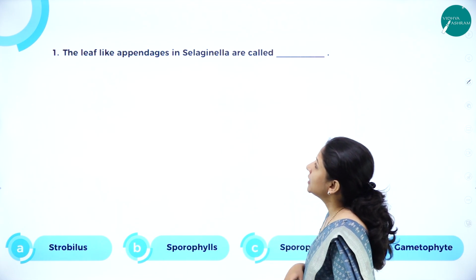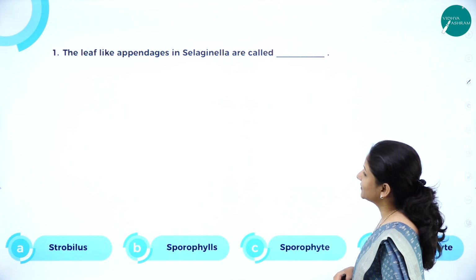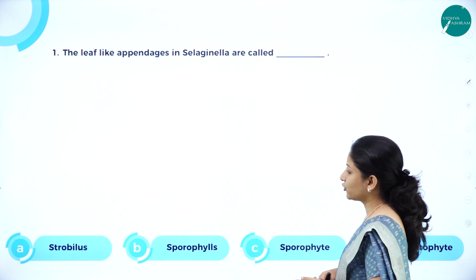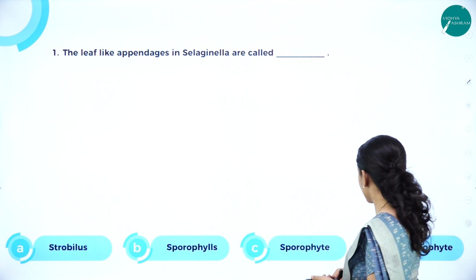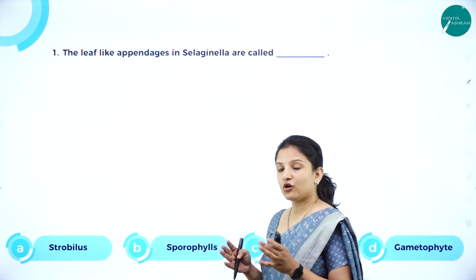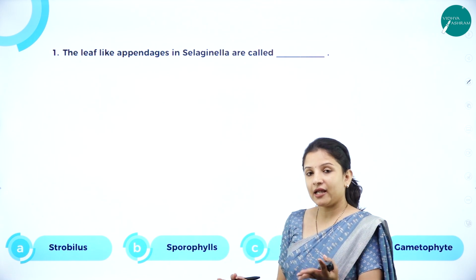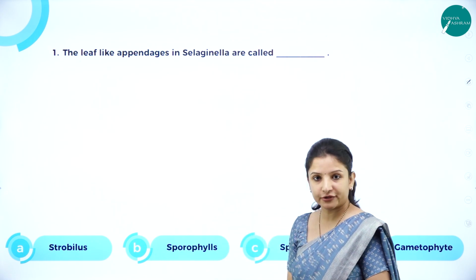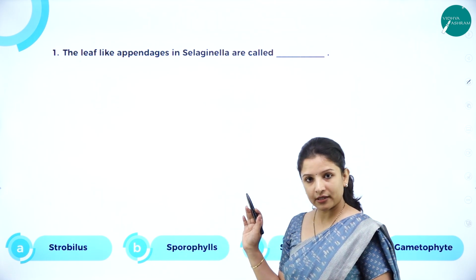So the first one: the leaf-like appendages in Selaginella are called as strobili, sporophyll, sporophyte or gametophyte. Is it strobili? No, it is not strobili, because these leaf-like appendages get arranged compactly to form a strobili. So strobili is not the correct answer.